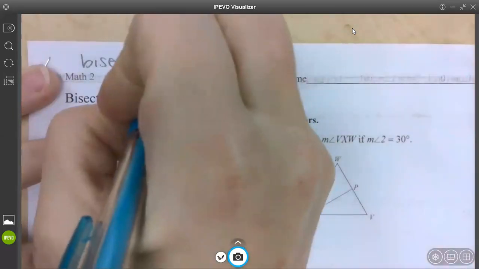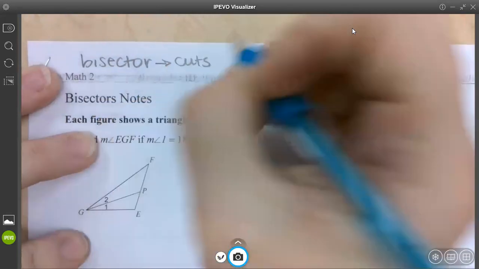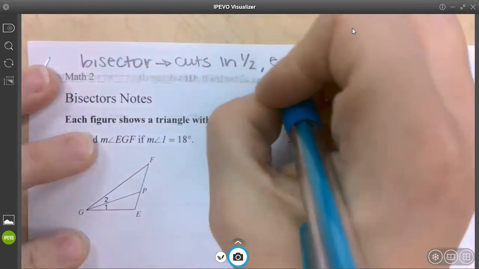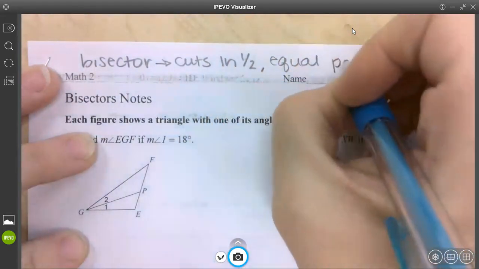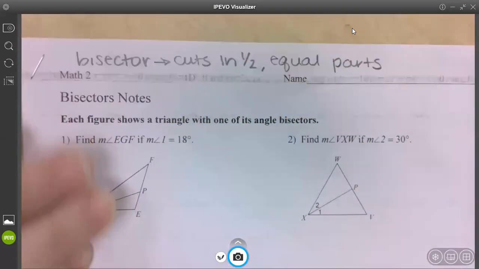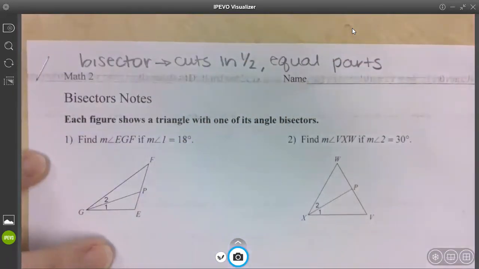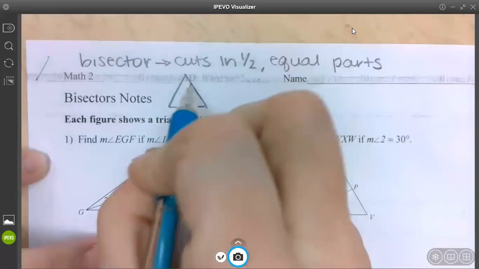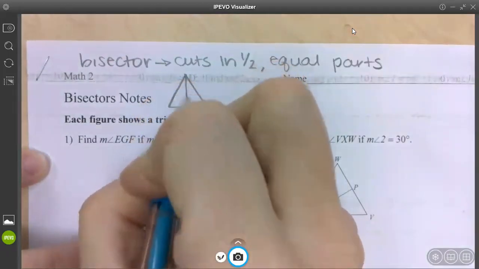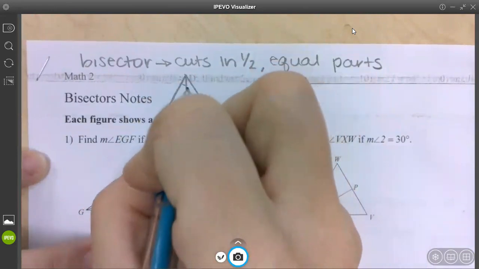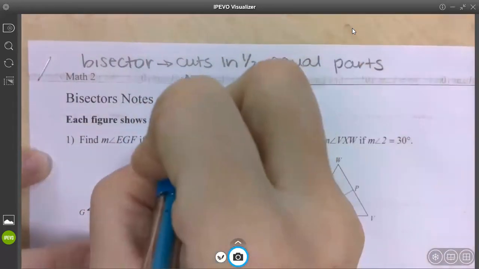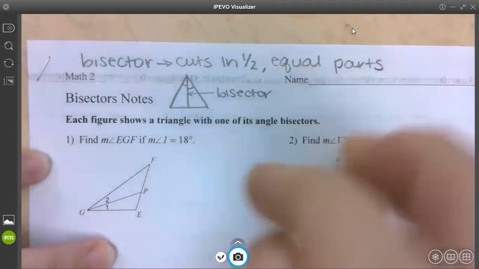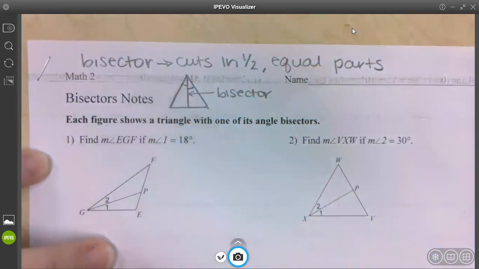A bisector cuts something in half and it makes equal parts. So a bisector cuts something in half and makes equal parts. So for example, if you had this triangle and you bisected this top angle up here, your two angles would be equal. So this line would be called a bisector. And then these two parts would be equal.